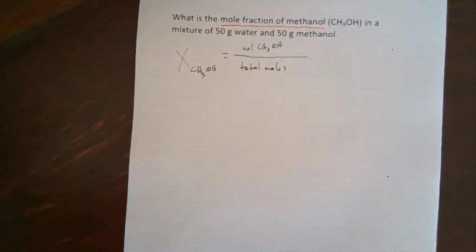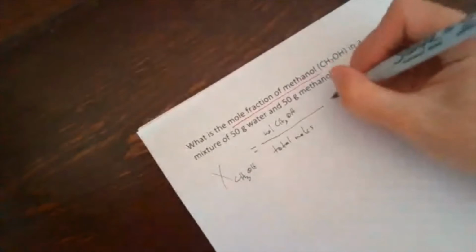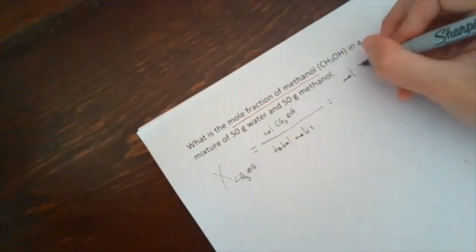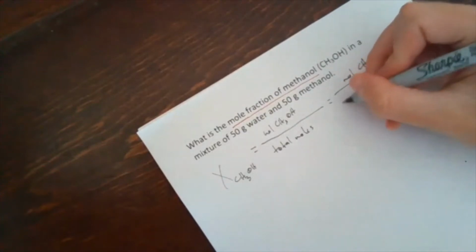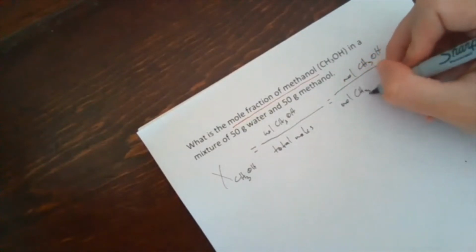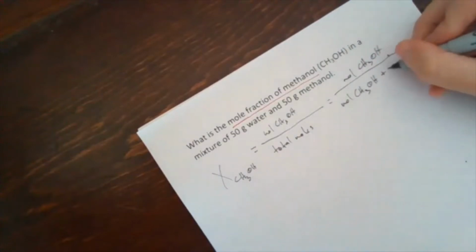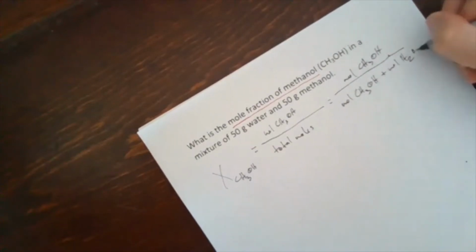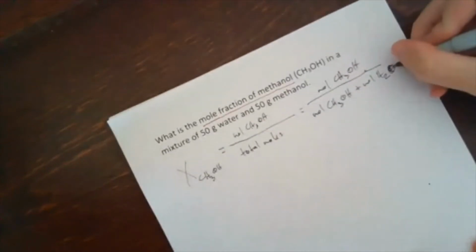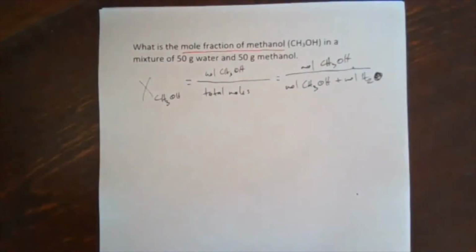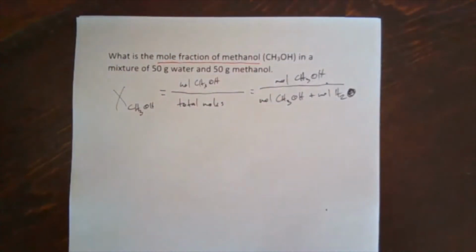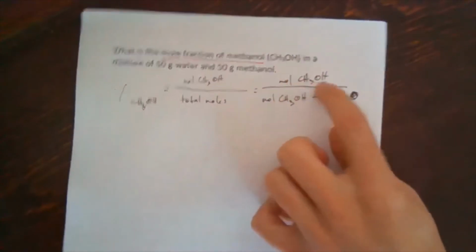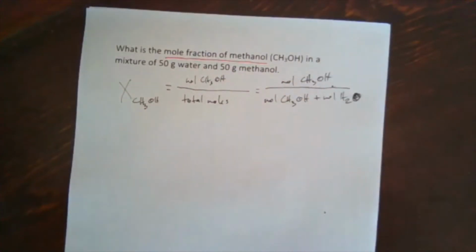And that total moles we can expand out more, because we know that's just going to be the moles of everything added together. Just like mass is additive, so are moles. So moles of CH3OH plus moles of water. So if I want to figure out the mole fraction of CH3OH, or conversely any component in the solution, I need to know the moles of basically everything that's in there. That is not given to me.